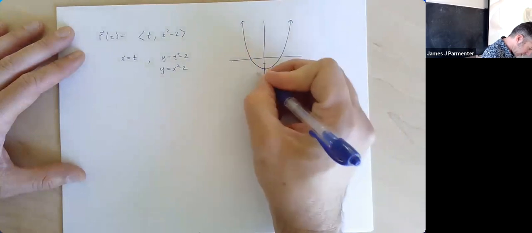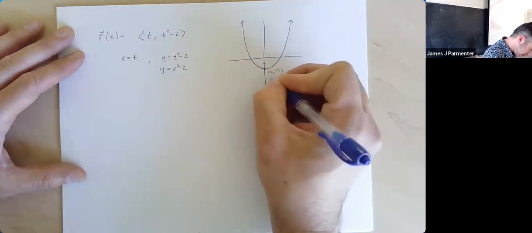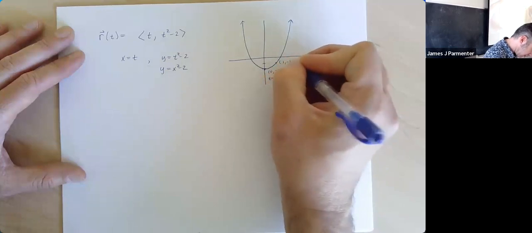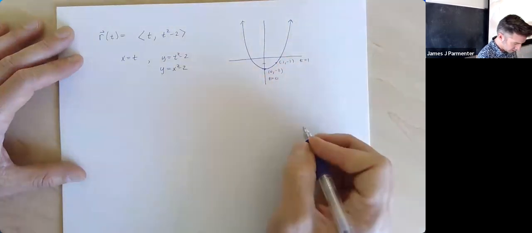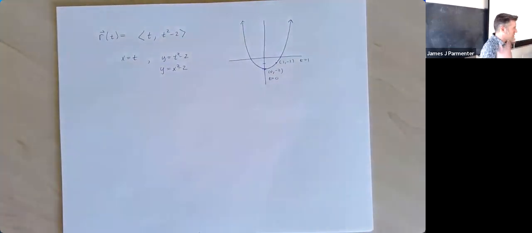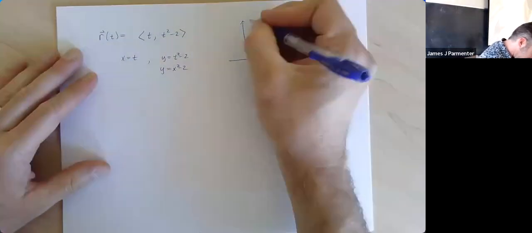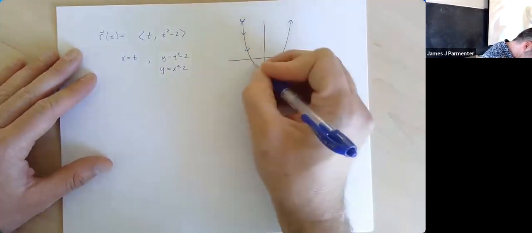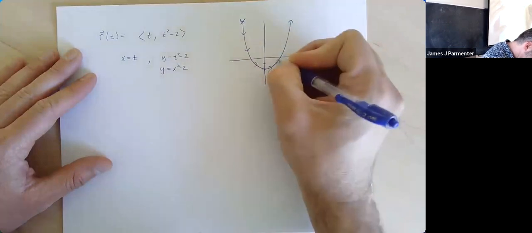And at the point 0, -2, there's where t is equal to 0. Point 1, -1, there's where t is equal to 1, and so on and so on. And of course, I did the thing again that I just said I shouldn't do. I drew the arrows like I would normally draw a parabola. That's just life. It's hard to break those habits. But really, we should be going this way because that is the direction where time is increasing.